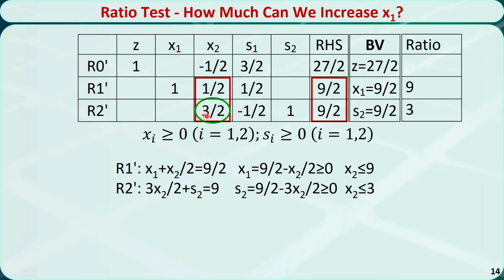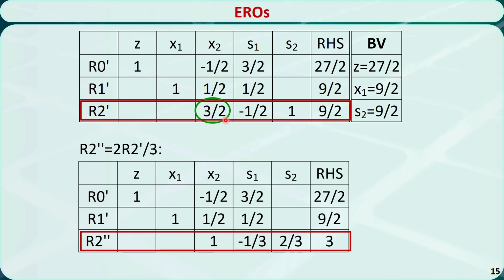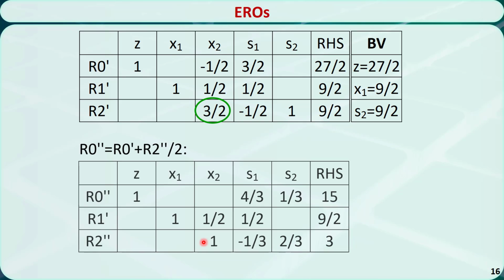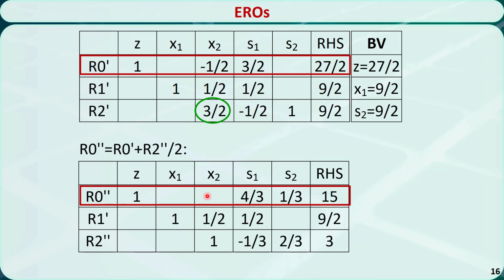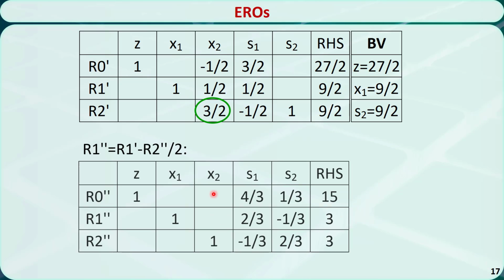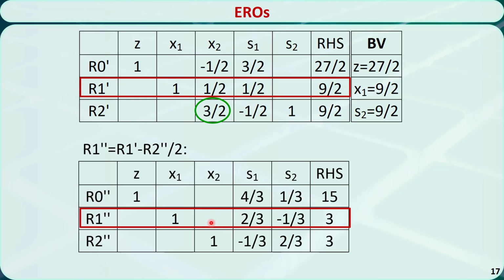We need to make x2 a basic variable in this row. It means we should use EROs to make x2 have a coefficient of 1 in row 2 prime and a coefficient of 0 in all other rows. This time you can try it yourself. I'll just quickly show the results. We replace row 2 prime by 2/3 of row 2 prime. Now add a half of row 2 double prime to row 0 prime. Subtract a half of row 2 double prime from row 1 prime.